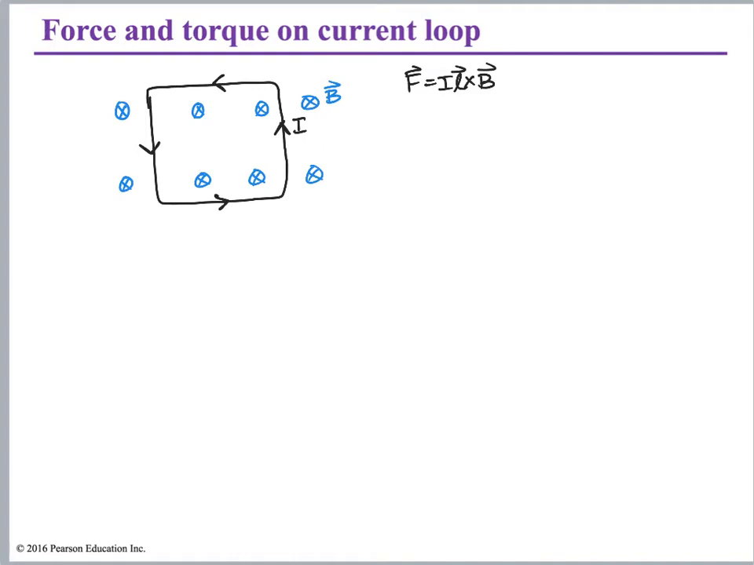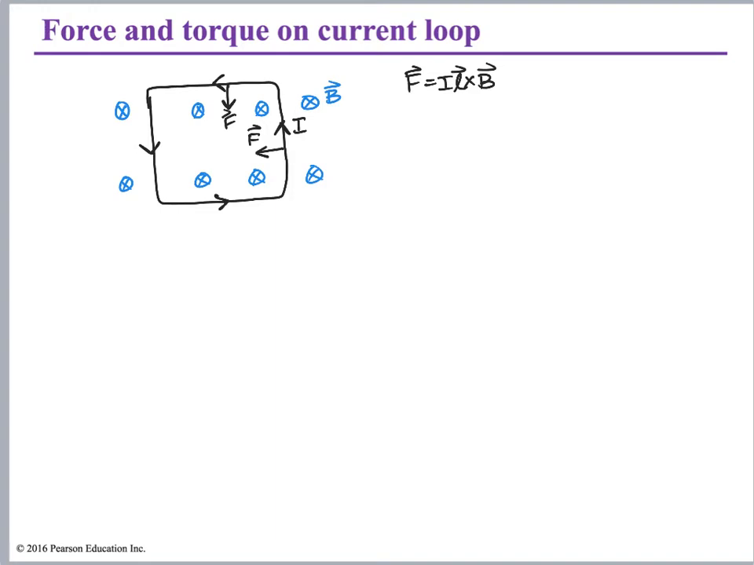I'm going to start on the right hand side. I'm going to point my fingers up in the direction of the current, curl my fingers into the page, and I'm going to get a force to the left. Now I'm going to move to the top part of the wire, point my fingers to the left because that's the direction of the current, curl my fingers inward in the direction of the magnetic field, and my thumb points down. So that's the downward direction.